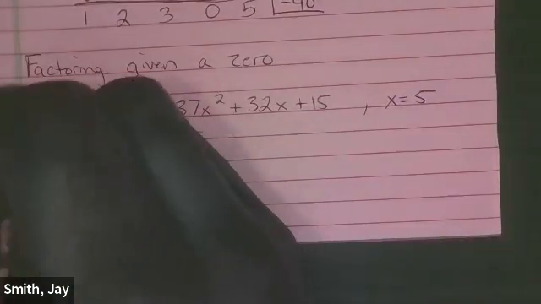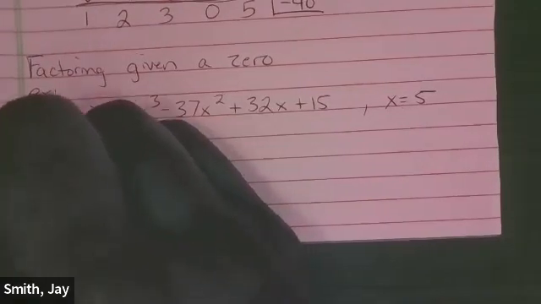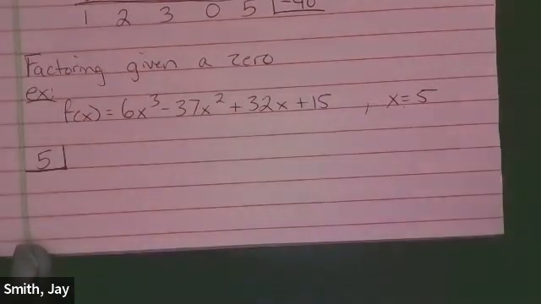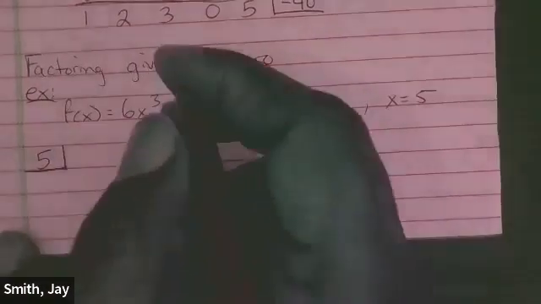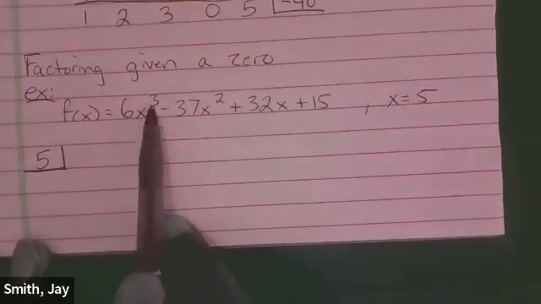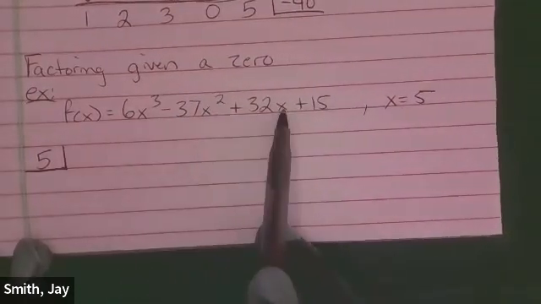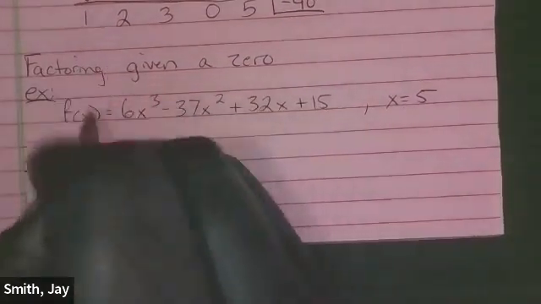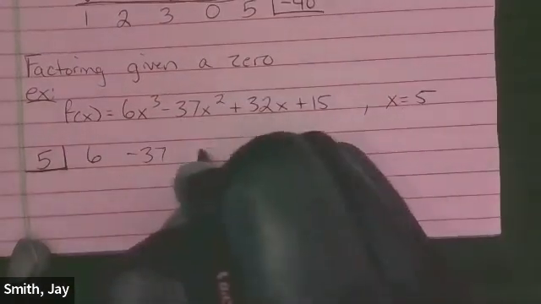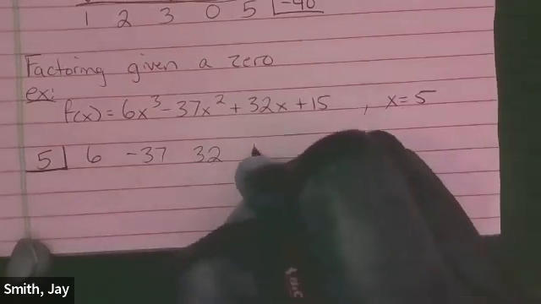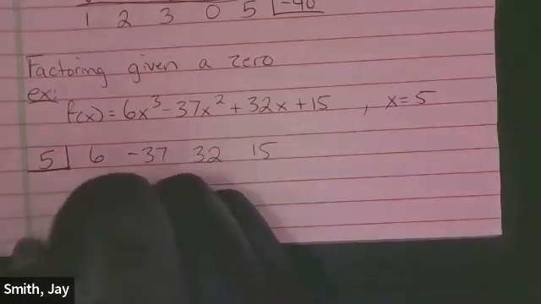Here we're trying to see if 5 is a 0. So we're going to set up our synthetic division, 5 on the outside. Notice this time we're just using 5, not the opposite of what we see, because they did not show us a factor. Making sure that we're accounting for every degree, starting with x cubed, x squared, x, and the constant 15, we have no missing degrees. So we can list our coefficients: 6, negative 37, 32, and 15.